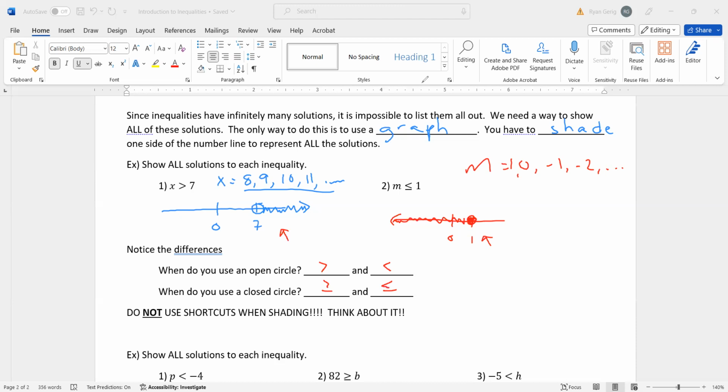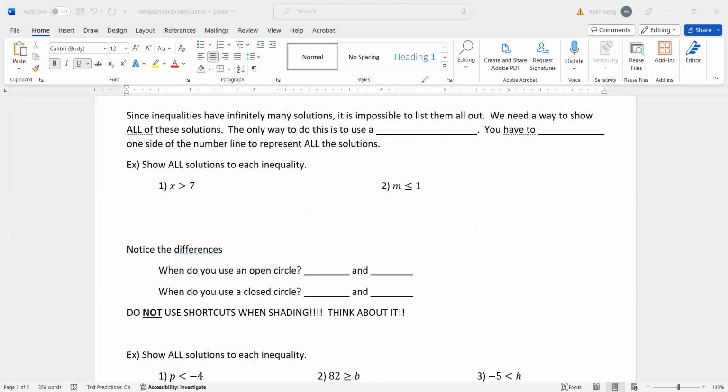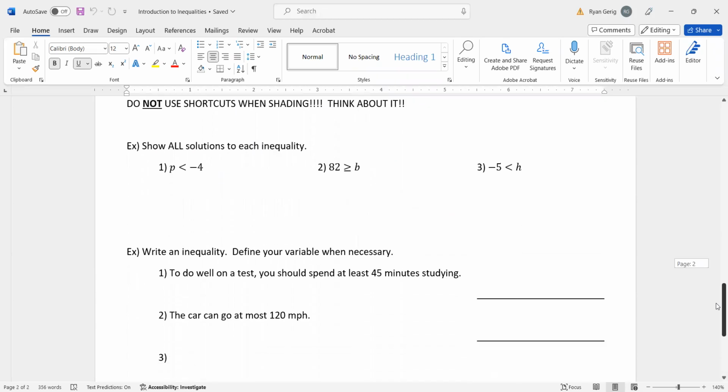Okay. Now, some of you may have learned this in prior math classes, and somebody may have shown you a shortcut with shading. Please, please, please don't use that shortcut. Think about what you're doing. Kind of like I reasoned through what I did here and what I did here. Think through it. I don't need you to write it down, but think through it. That's going to prevent you from making silly mistakes. Let me show you what I'm talking about.